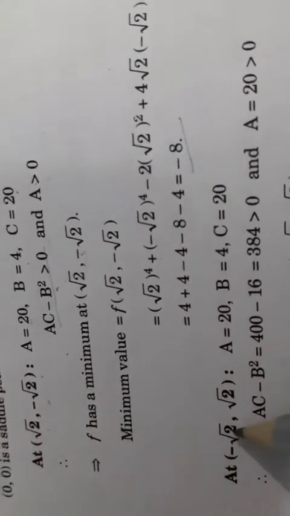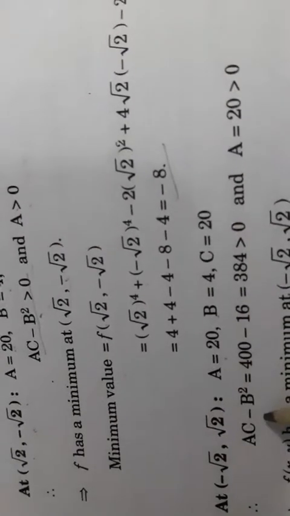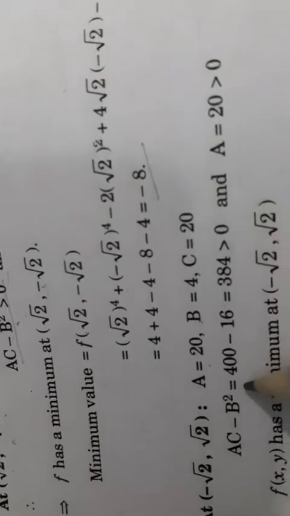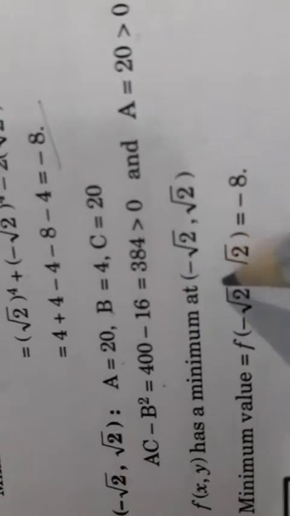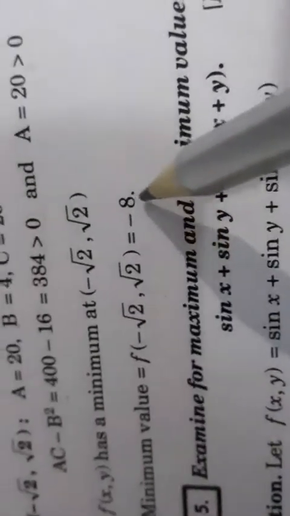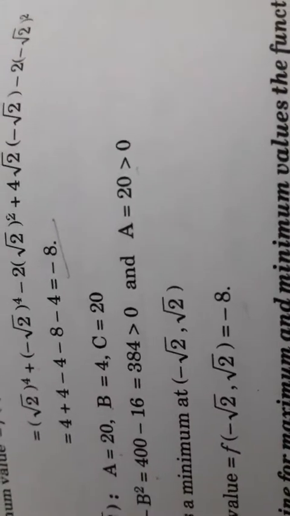Now at the point (minus under root 2, under root 2), a becomes this, b becomes this, c becomes this. Now ac minus b square is greater than 0, therefore this is the point of extreme value, and a is also positive, so again at this point the function has the minimum value, and the minimum value is the same, -8. Either the minimum or maximum value is unique. There will not be two different minimum values or two different maximum values. Now one point remains, that is 0 0. At this point ac minus b square becomes 0, and further investigation is required.